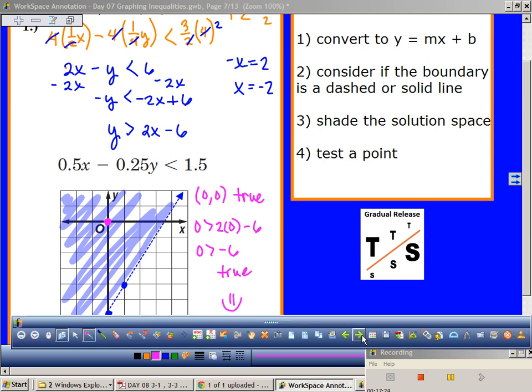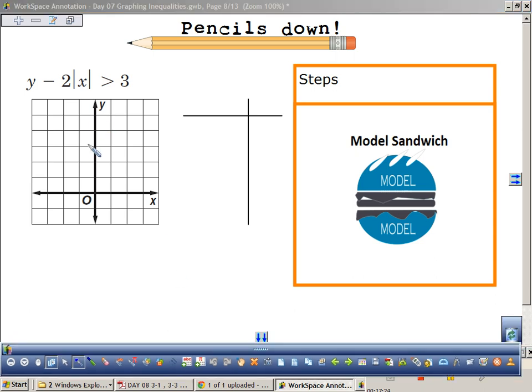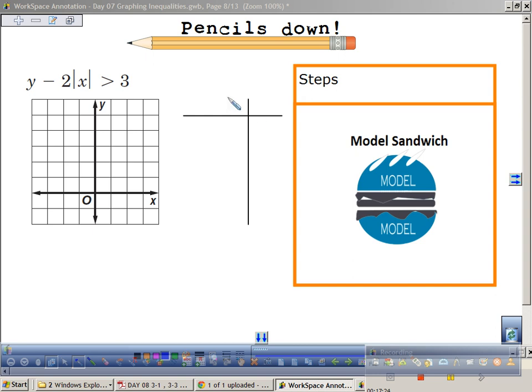You good? All right. Pencils down. Let's look at these. All right. Now we've got absolute value. I'm using the same steps, except now I've got a table here, a T table or a T chart.